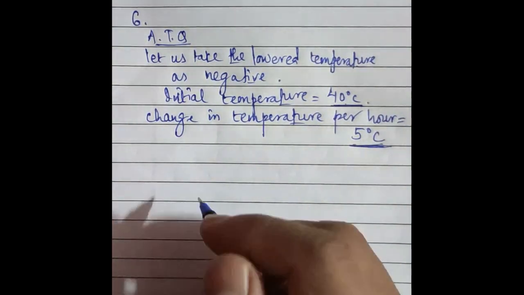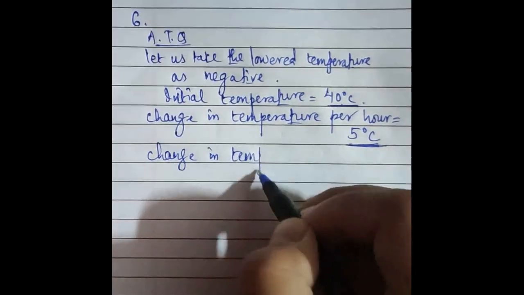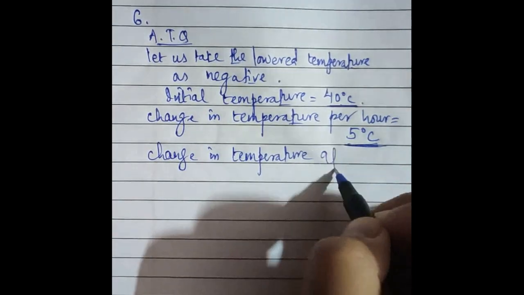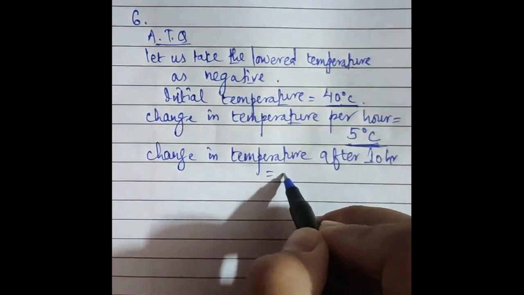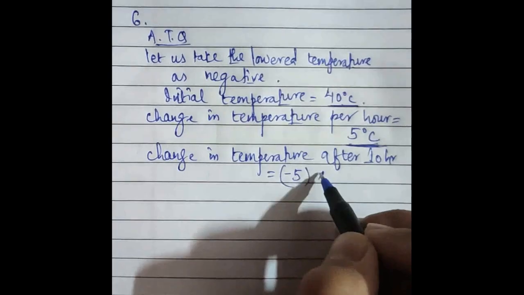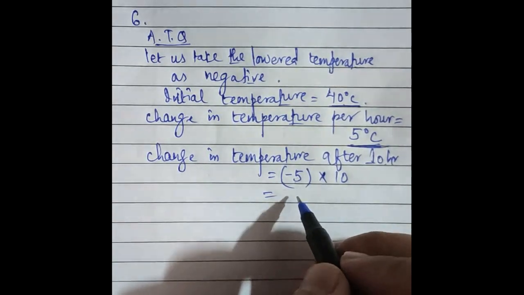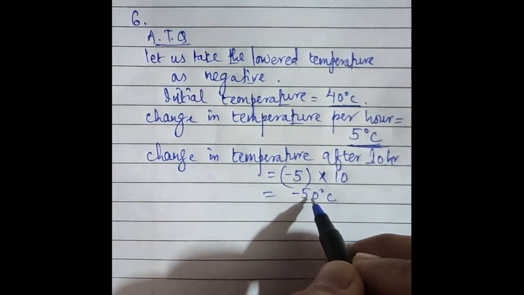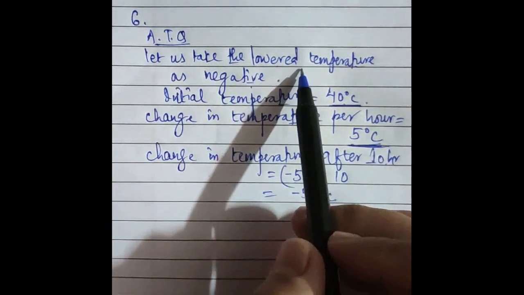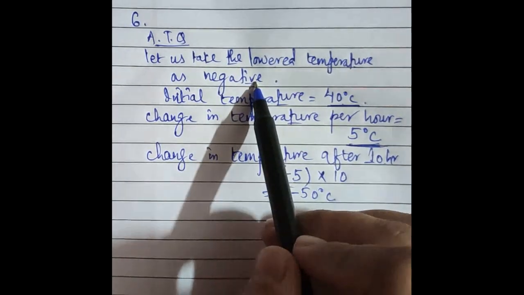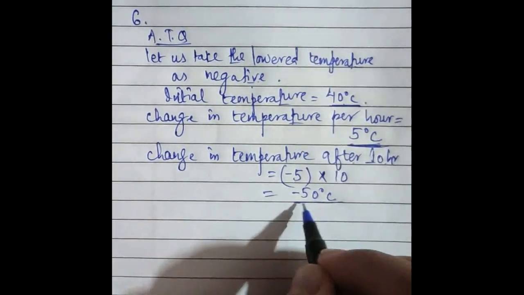So now the change in temperature after 10 hours, which you have to calculate, will be equal to minus 5 into 10. After 10 hours, 5 degrees Celsius is lowering each hour, so in total it is 50 degrees Celsius. Whatever the temperature was lowered, it was negative. We have taken the lowered temperature as a negative form. So after 10 hours, it is minus 50 degrees Celsius.